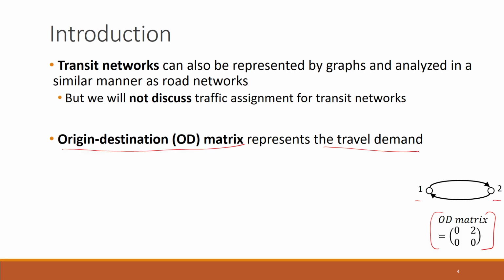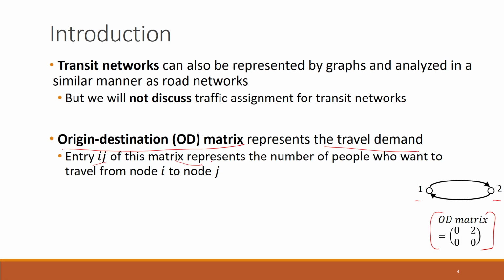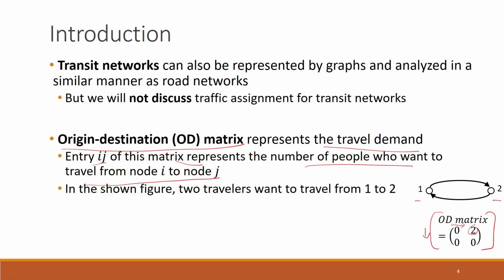Here the entry ij of this matrix represents the number of people who want to travel from node i to node j. The index i is going along the rows here, and the index j is going along the columns here. You can see that only this one entry, in the first row and the second column, is positive. That is saying that two people want to travel from node 1 to node 2 here, and everywhere else the flow is 0. So two travelers want to travel from node 1 to node 2.